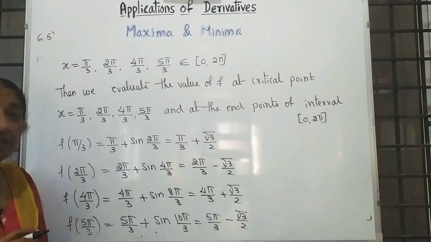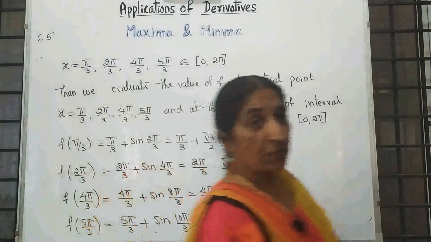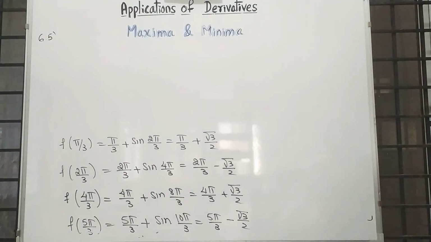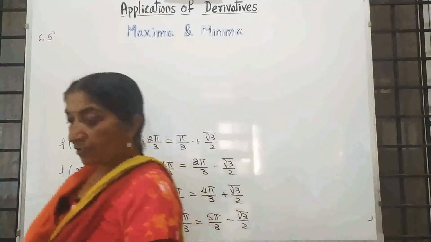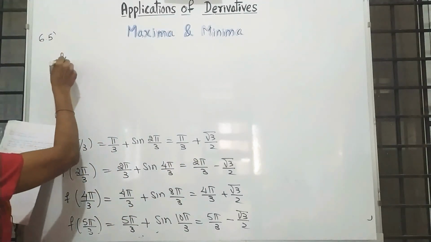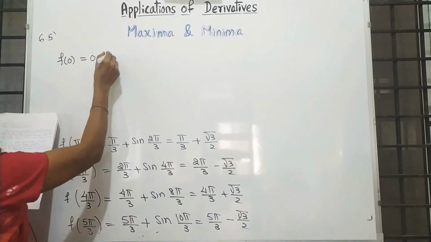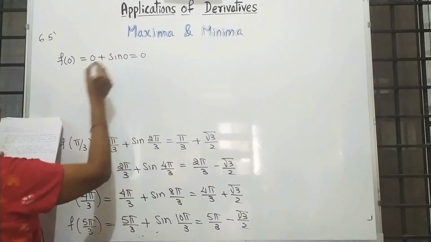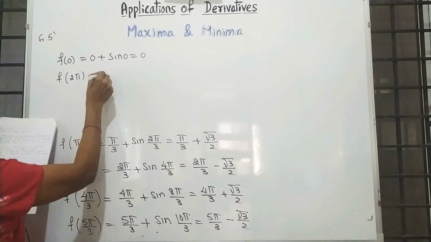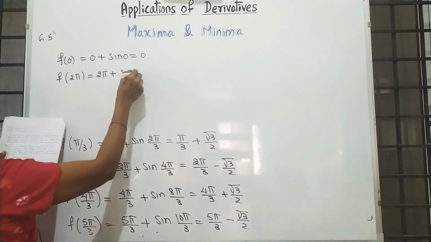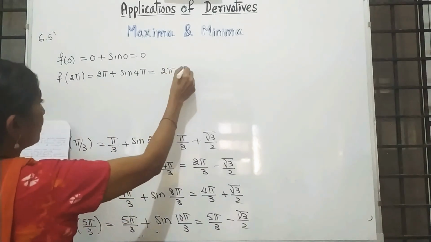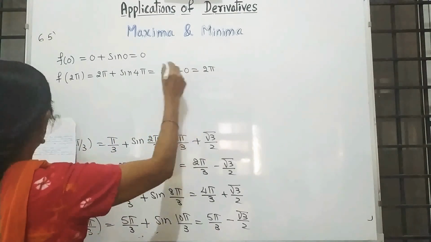Now calculate for the end values of the interval also. And at the end values, f of 0. F of 0 is 0 plus sin 0, that is 0. F of 2 pi, 2 pi plus sin of 4 pi. Sin 4 pi is 0, so answer is 2 pi. And you have to see those values.